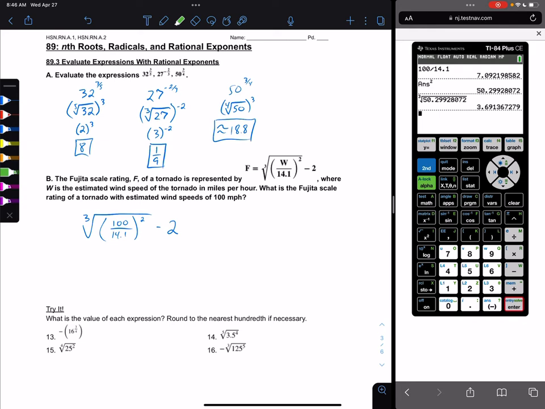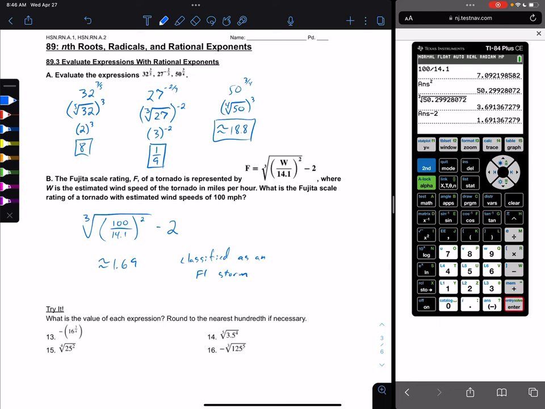So we get 3.69, and don't forget that we want to subtract 2 from that. So we would do that, and we get approximately 1.69. Now that tells us that this is classified as an F1 storm. And that's it. So just be familiar with the steps that you need to take using the calculator.